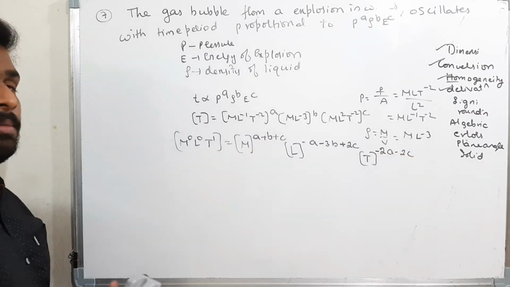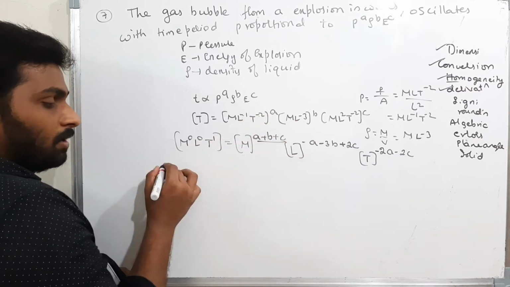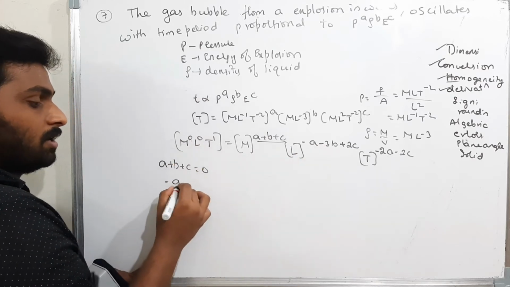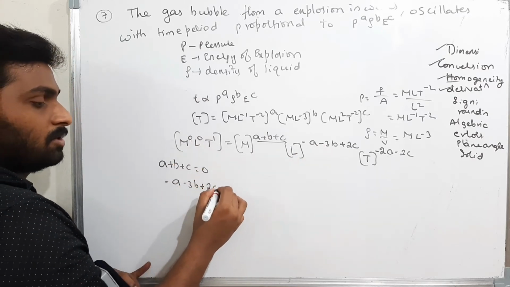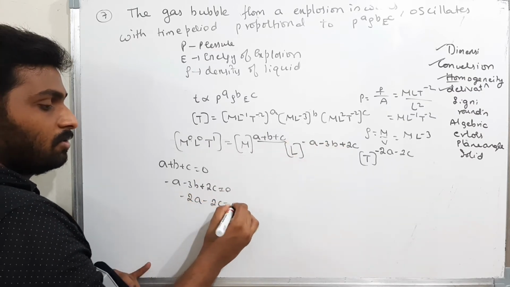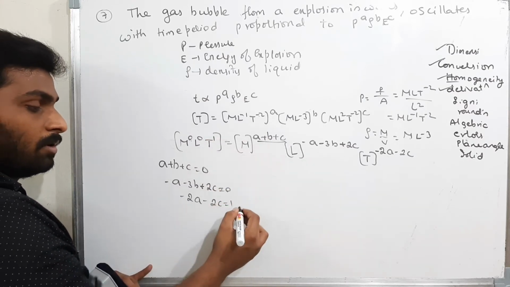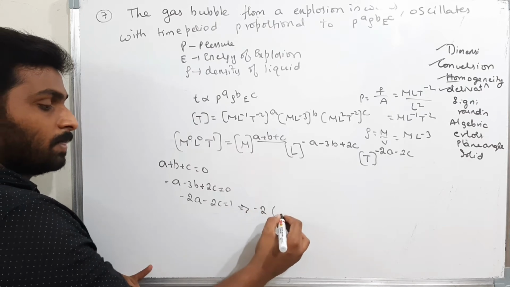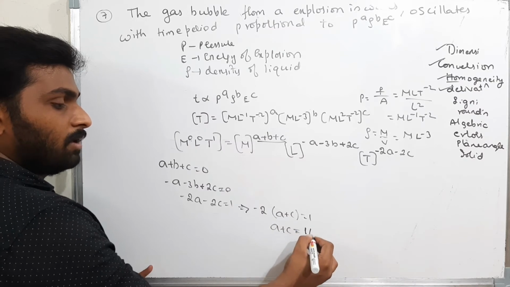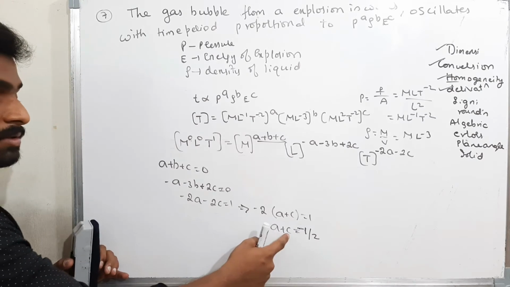Now equate the powers. The dimensionality must be same on both the sides. Therefore, equate the powers. How much? A plus B plus C is equal to 0. Minus A minus 3B plus 2C is equal to how much? 0. Then minus 2A minus 2C is equal to 0. Not 0, sorry, it is 1. Now take the minus 2 common. Minus 2 times A plus C is equal to 1. Therefore, A plus C, how much you will get? A plus C you will get as minus 1 by 2.